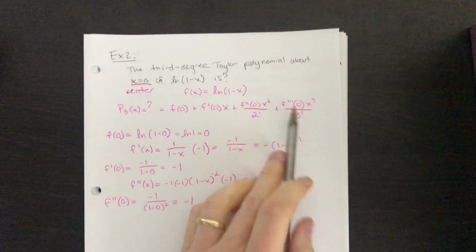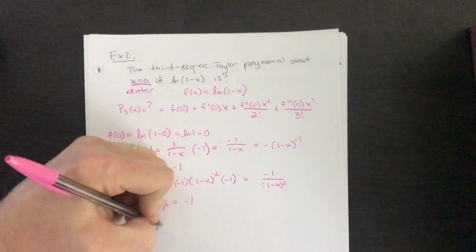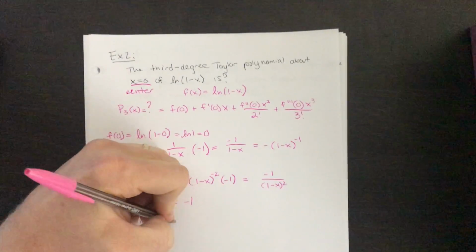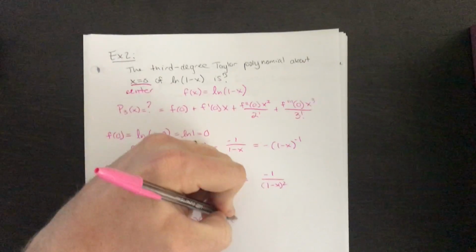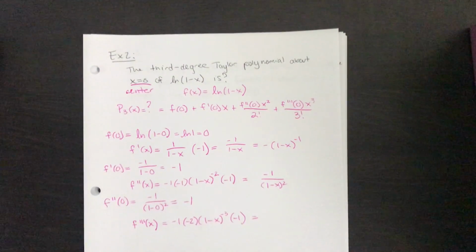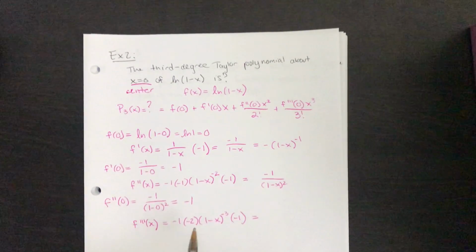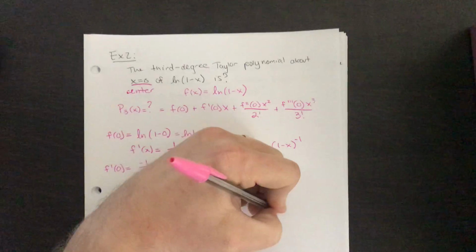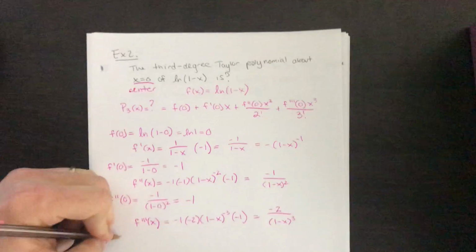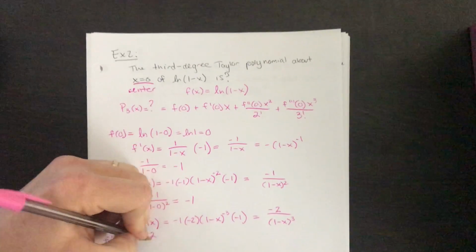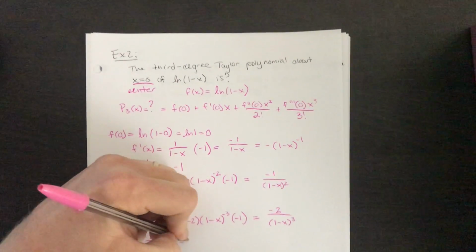On to our third and final derivative. The third derivative of f is negative 1 times negative 2 times 1 minus x to the negative 3 times negative 1. I know I didn't rewrite it with a negative power here, but you can see it from there. Negative 1 times negative 2 times negative 1 gives me negative 2 over 1 minus x to the third. So f triple prime of 0 is negative 2 over 1 minus 0 to the third, which is just negative 2.